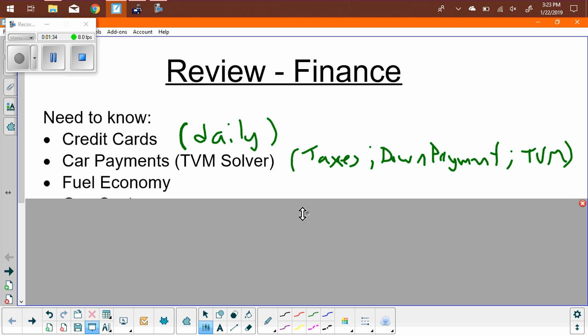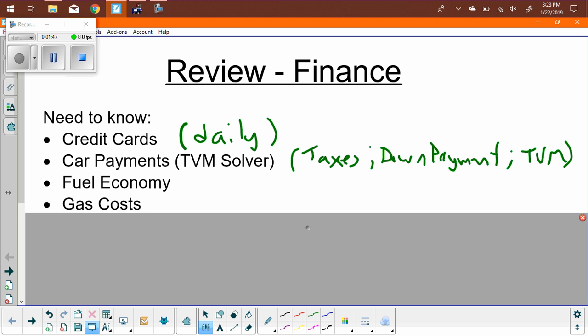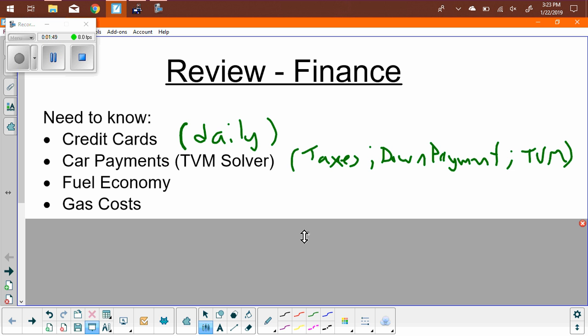You need to be able to calculate fuel economy things. So if it says you get 12 liters per 100 kilometers, and I'm going to be traveling 750 kilometers, how much fuel do I need? Similarly, gas costs, we went over that. If you know the price per liter, you can calculate how much it costs to fill up a tank of gas. Or if you know how much the gas cost in total, how many liters did you buy?